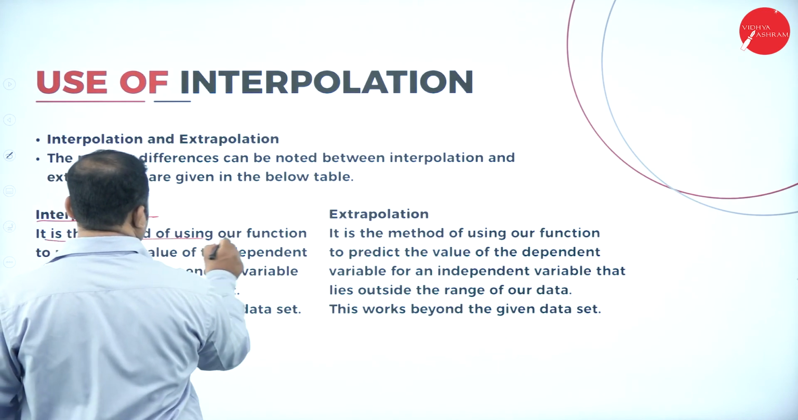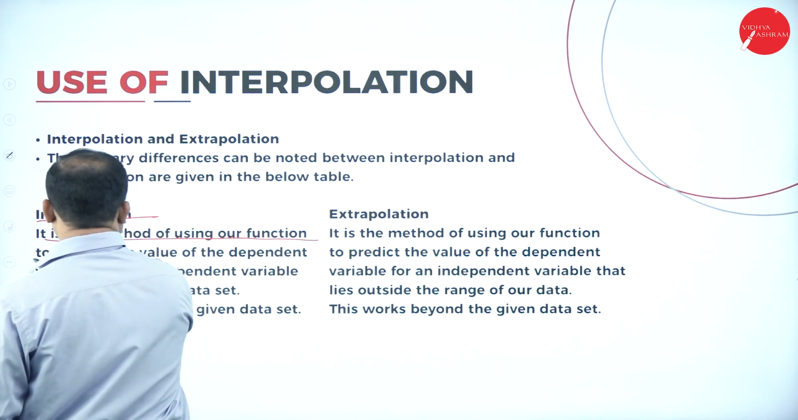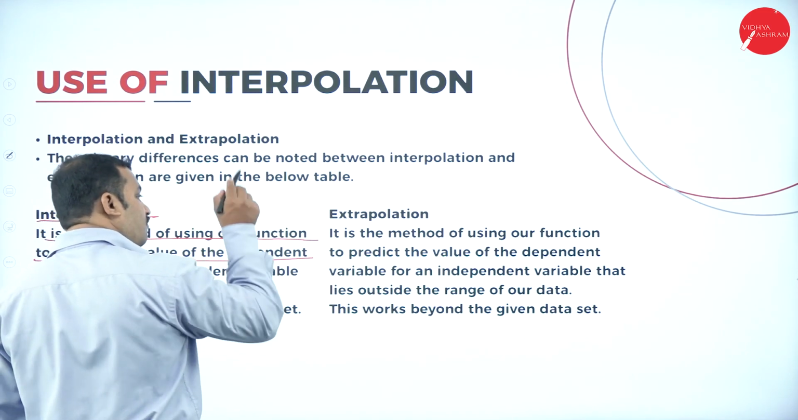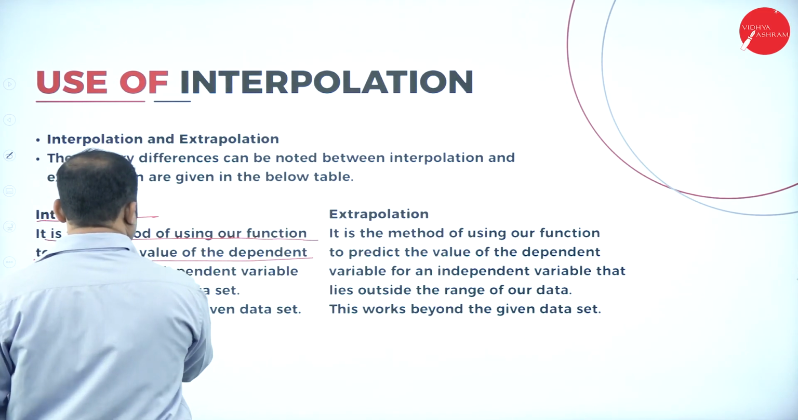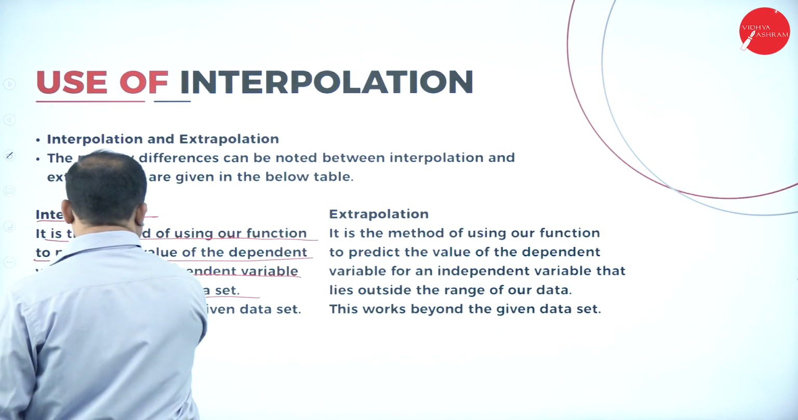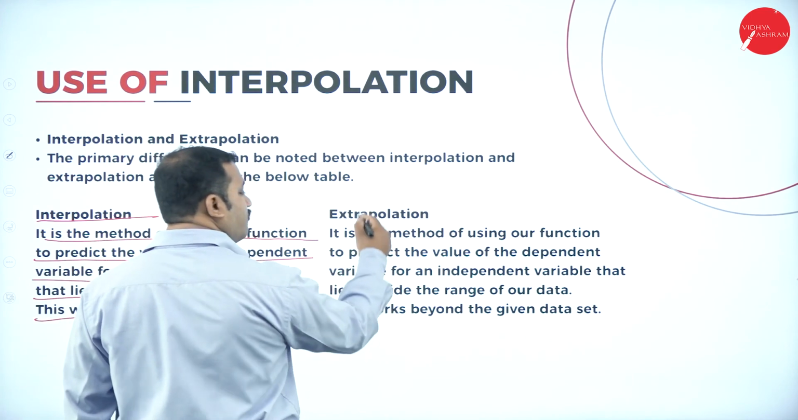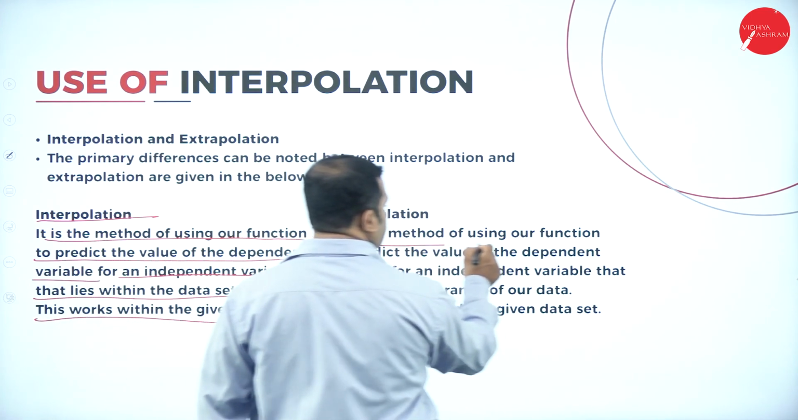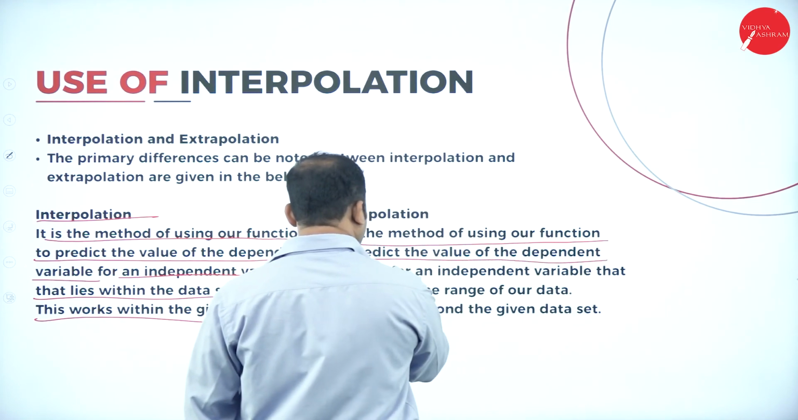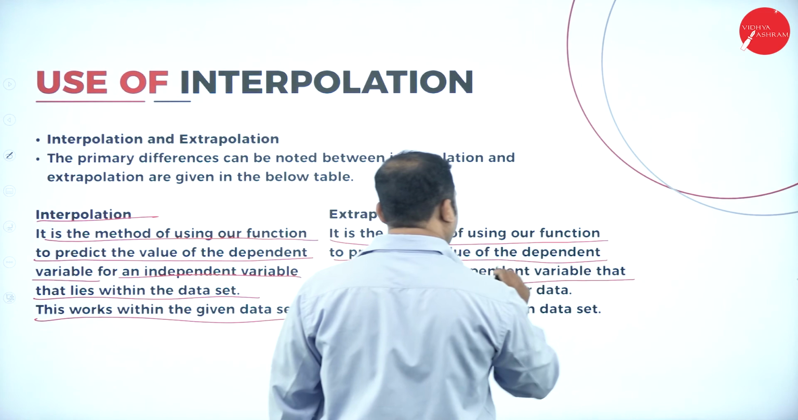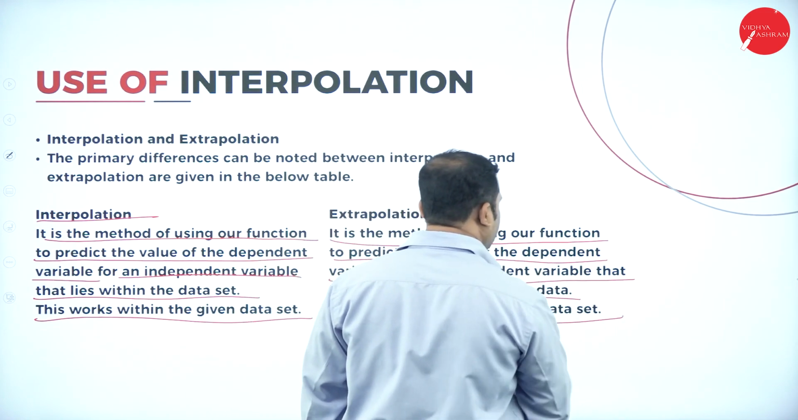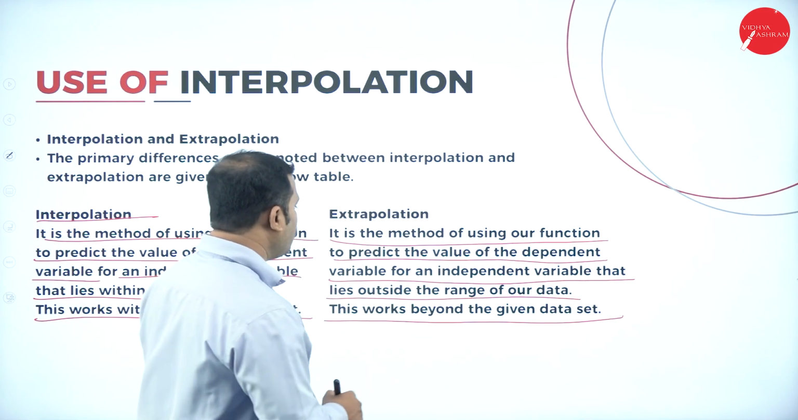Interpolation is the method of using the function to predict the values of the dependent variable. Which is the dependent variable? y. y is dependent on x, an independent variable that lies within the data set. This works within the given data set. Whereas extrapolation is a method of using our function to predict the value of the dependent variable for an independent variable that lies outside the range of our data. This works beyond the given data set. Please understand it carefully here.